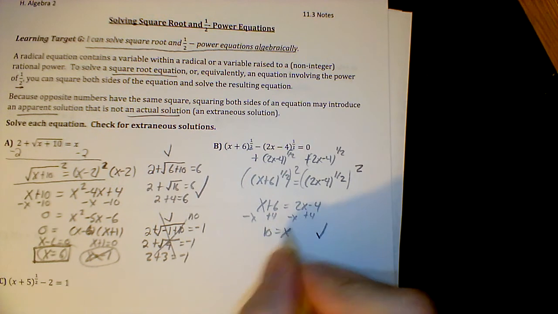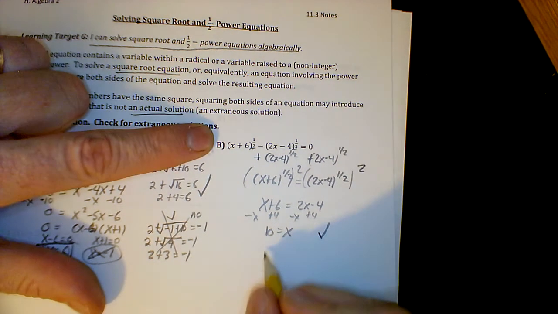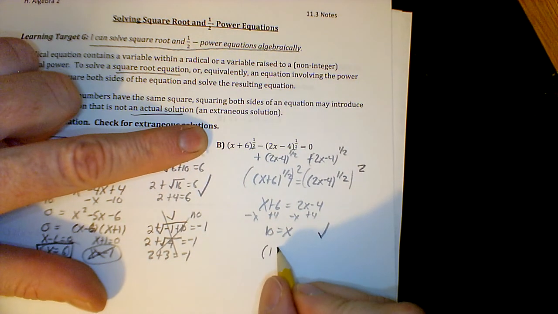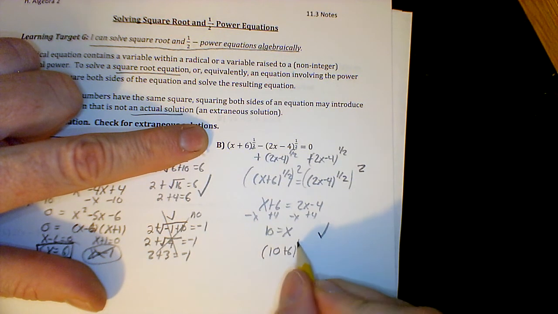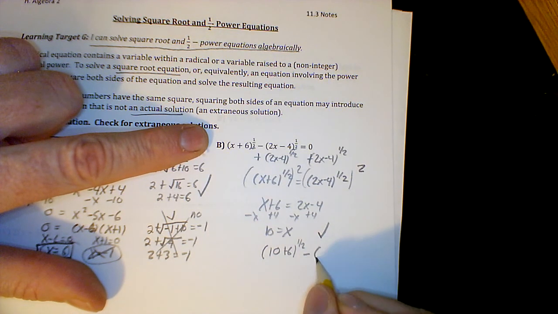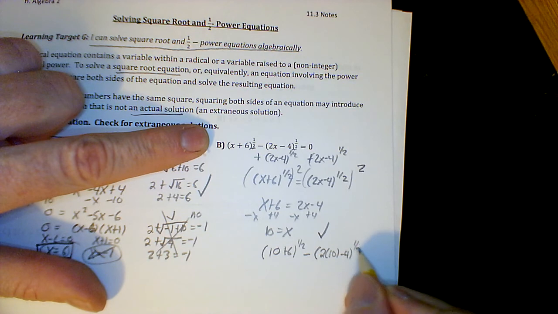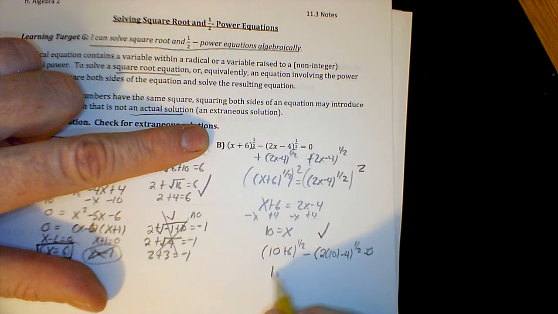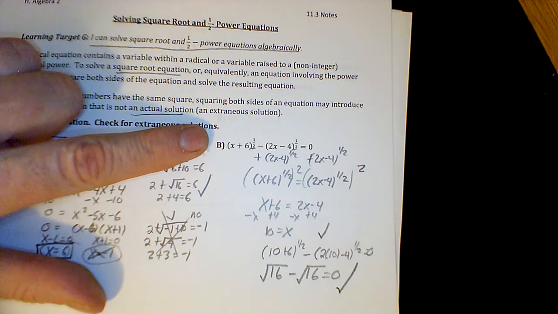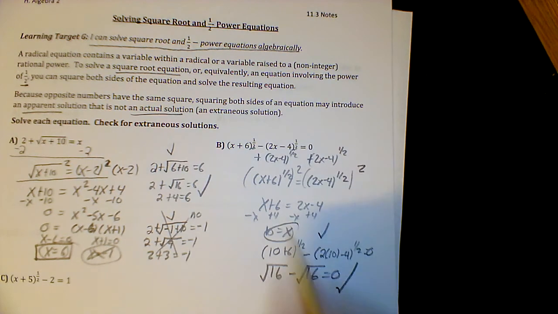Let's go ahead and check that out, see if it works. So I'm going to say the square root of 10 plus 6, minus the square root of 2 times 10 minus 4 equals 0, which gives me the square root of 16. I'm going to write that as a radical now. Minus, 20 minus 4 is also the square root of 16, equals 0. That definitely is going to check out, isn't it? So my answer here is 10.